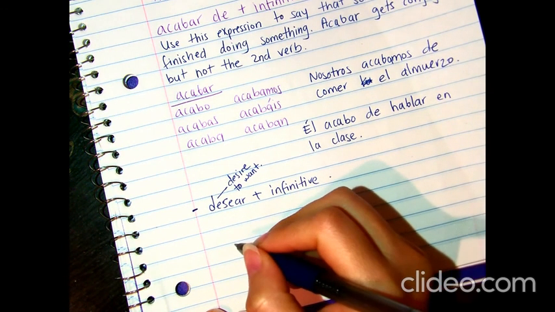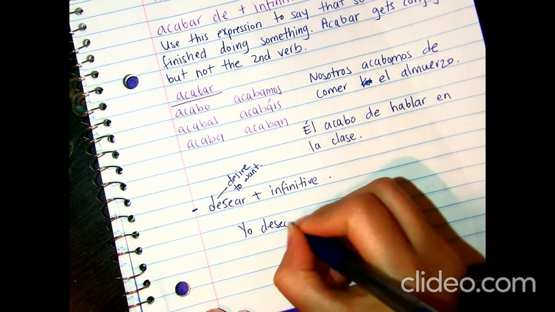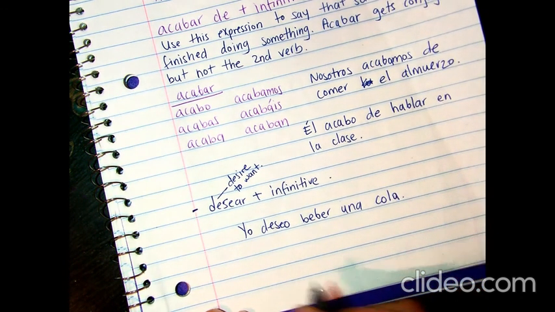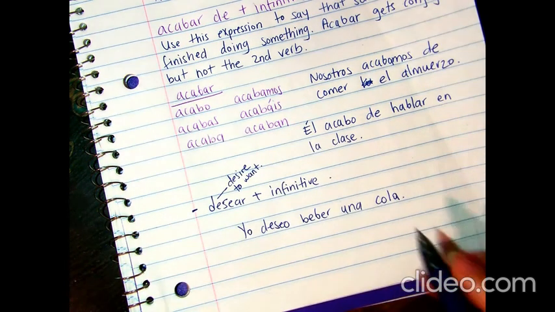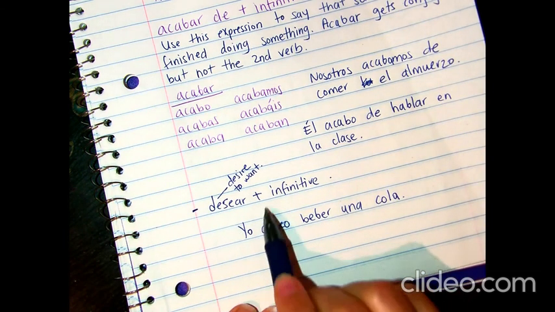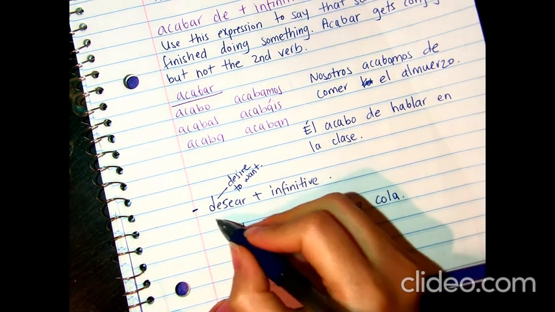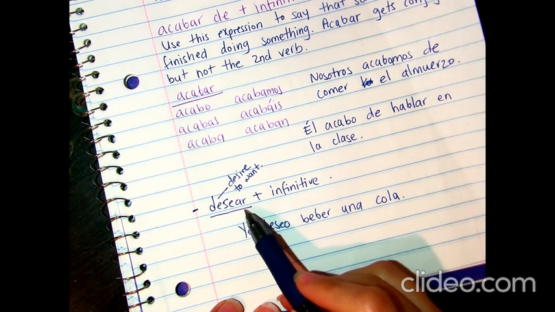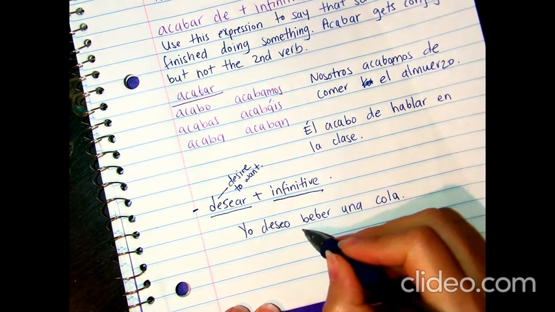So, deseo, I want to drink a soda. Yo deseo beber una cola. I want to drink, or I desire. It's like I really want it right now. Una soda. So desear, you've already seen it, and it's the same idea, okay? Make sure that you know that for all of the ones that we're taking notes on today, the first verb gets conjugated and not the second one. The second one is going to be in its infinitive form.